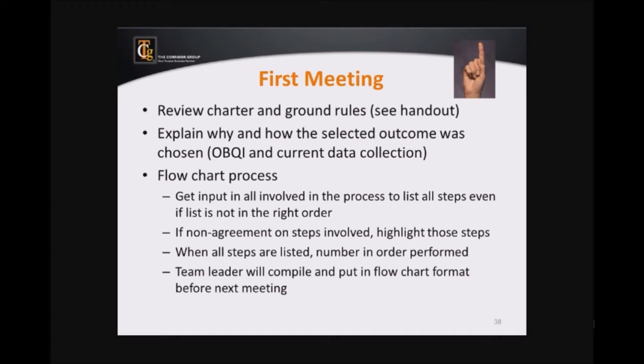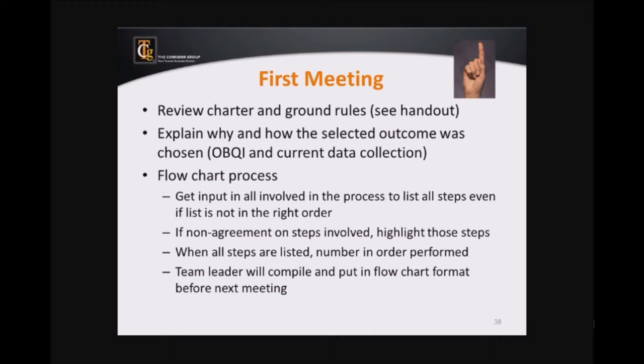Some groups need to post them on a flip chart and have them visible at each meeting. That will depend upon the composition of your group. You may appoint or ask for a volunteer to take meeting minutes. That allows the team leader to focus on the process and keep the meeting moving.